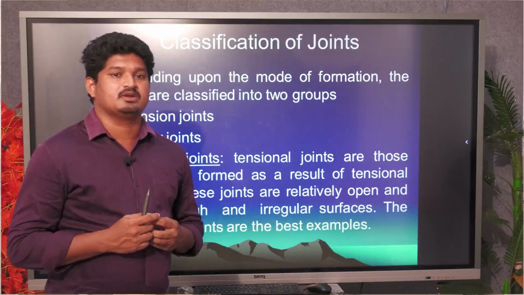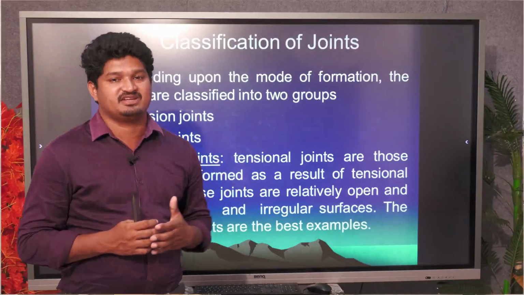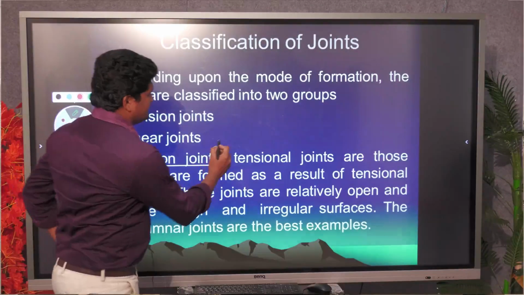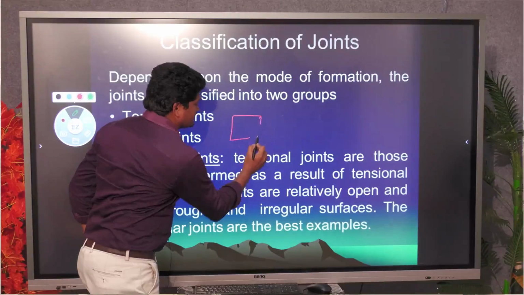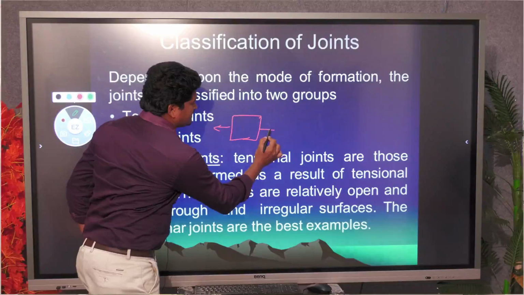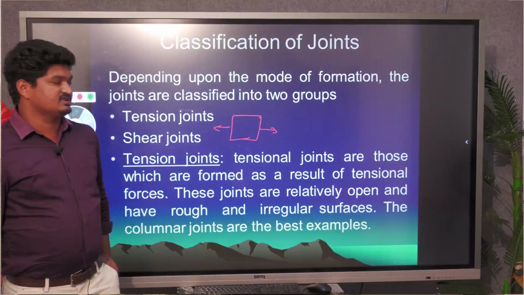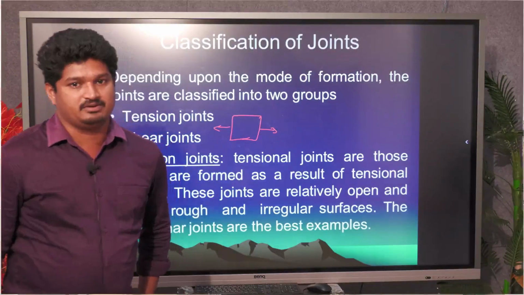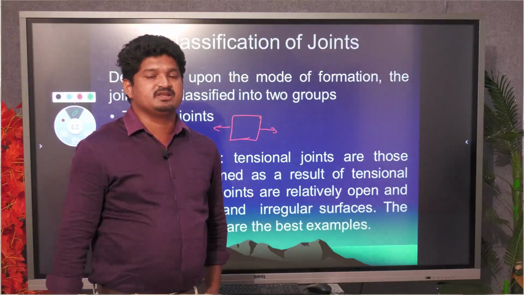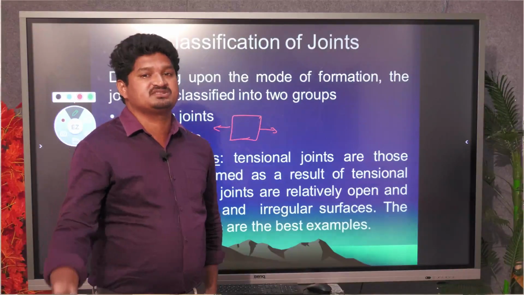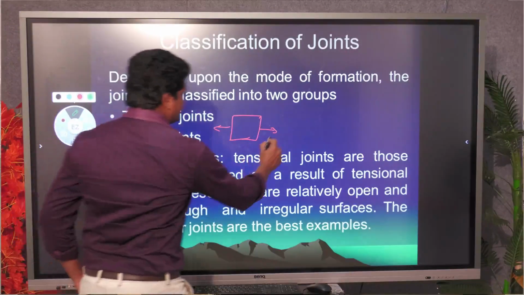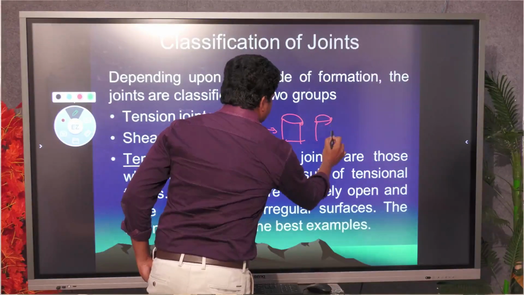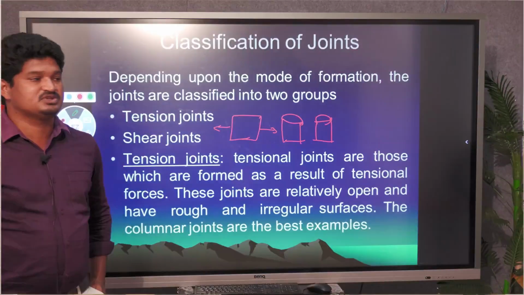Tensional joints form when the rock body is pulled apart due to the action of tensional forces. Tensional forces mean that when a body is there, the forces act away from the body, so we call them tensional forces. When these tensional forces act on a rock body, tensional joints are identified. The best example is columnar joints, which are formed due to tensional forces. The bodies rise into a columnar shape, so columnar bodies are the best example of these joints.